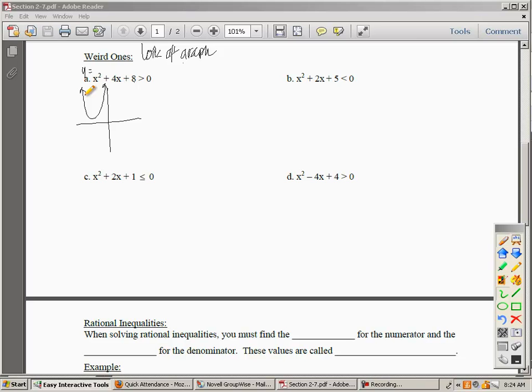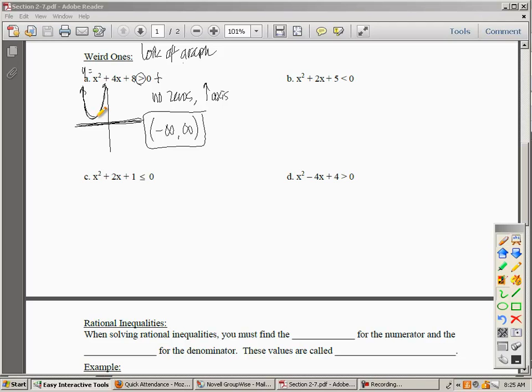Okay? And the question is, when is this going to be positive? Well, there are no zeros, right? I don't have anything that touches my x-axis. And what you'll notice is it's always above the x-axis, so it's always positive. Therefore, we say always by saying from negative infinity to infinity. It is always going to be positive because it's always going to be above the x-axis.